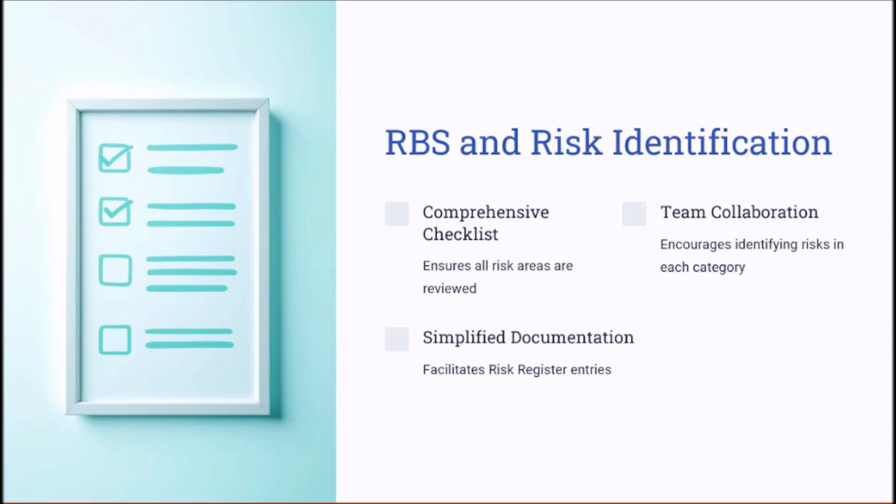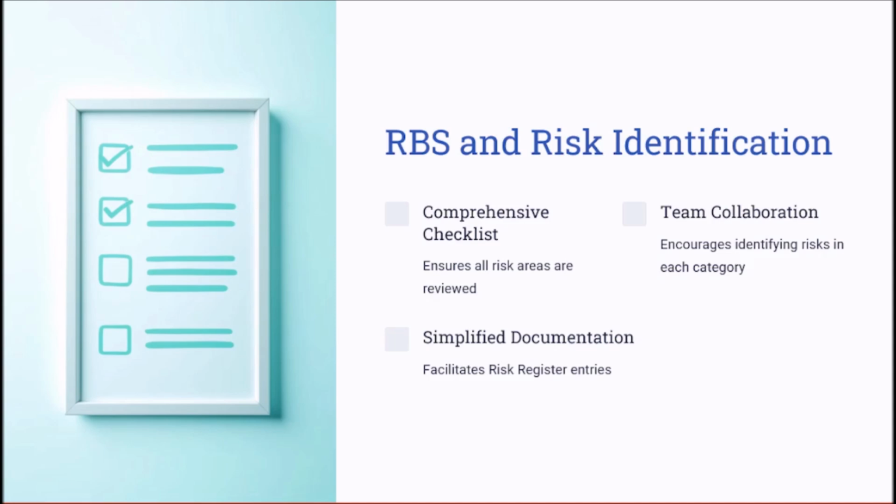Let's start with the RBS and risk identification, and take it more in depth now. The RBS is a highly effective tool for risk identification. By categorizing the risks into a structured hierarchy, it acts as a checklist that ensures all of the potential risk areas are reviewed systematically. This approach reduces the likelihood of overlooking critical risks and provides a clear framework for team discussions.